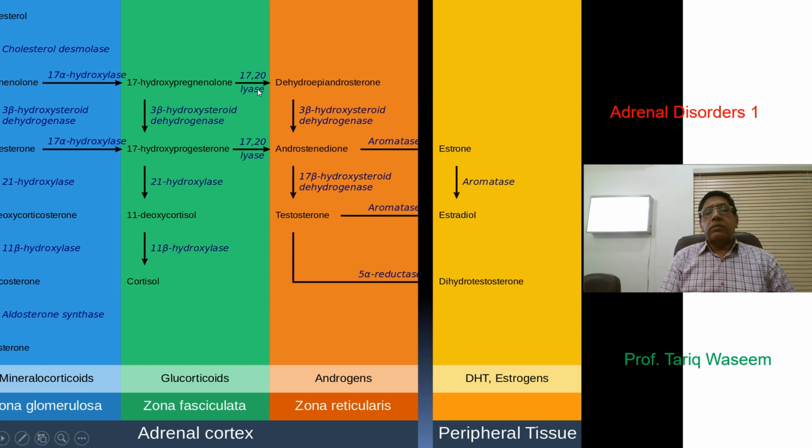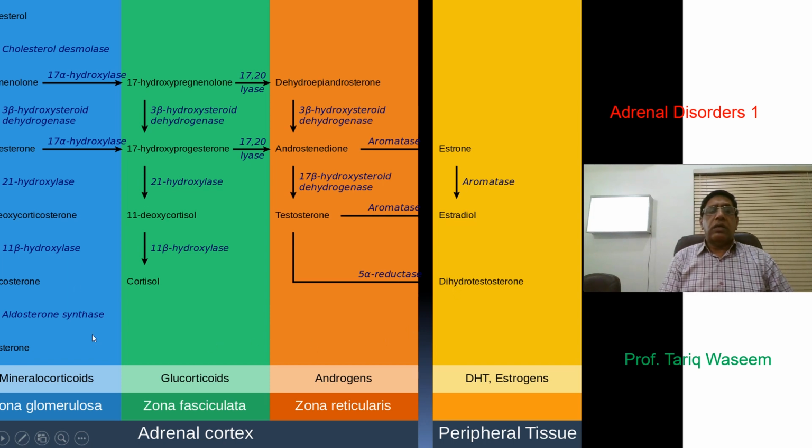In the zona reticularis, 17,20 hydroxylation would lead to production of dehydroepiandrosterone, and then further two hydroxylations, 3 beta and 17 beta, would lead to production of testosterone, and then aromatase and 5 alpha reductase would lead to production of estrone, estradiol or dihydrotestosterone.